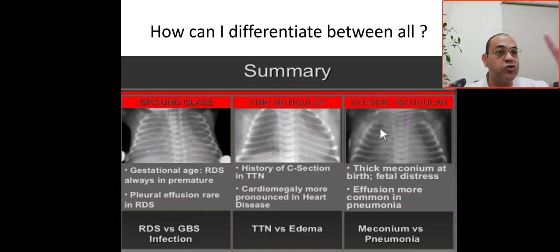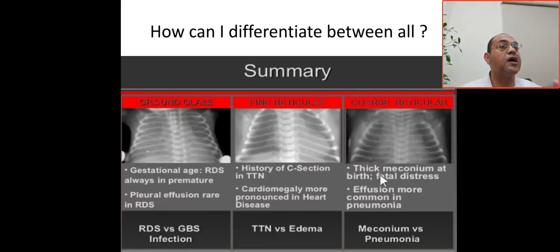This is common to the diseases meconium aspiration or pneumonia. Meconium aspiration or pneumonia, how to differentiate? By history and examination, the natural history of the disease, or investigations. By history, there is sticky meconium at birth, fetal distress and difficult labor, and all of this will give you a clue. This is meconium rather than pneumonia.